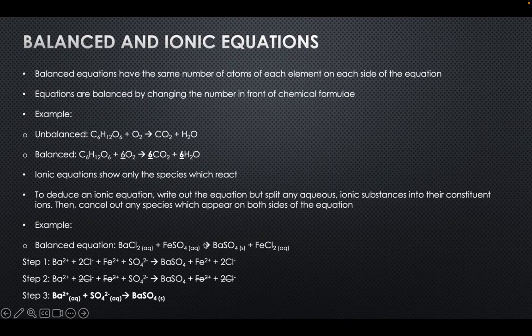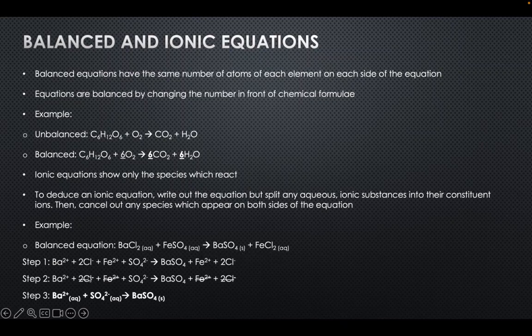So we have an example we'll work through here. So we've got barium chloride plus iron sulfate forming barium sulfate plus iron chloride. So the first step is to split any aqueous ionic substances into their constituent ions. So we can see that barium chloride here is aqueous. We can split that into its constituent ions here. Iron sulfate is also aqueous. We'll split that into its constituent ions. Barium sulfate is solid, so we're going to leave that as it is. And then iron chloride is aqueous, so we'll split that into its aqueous ions.